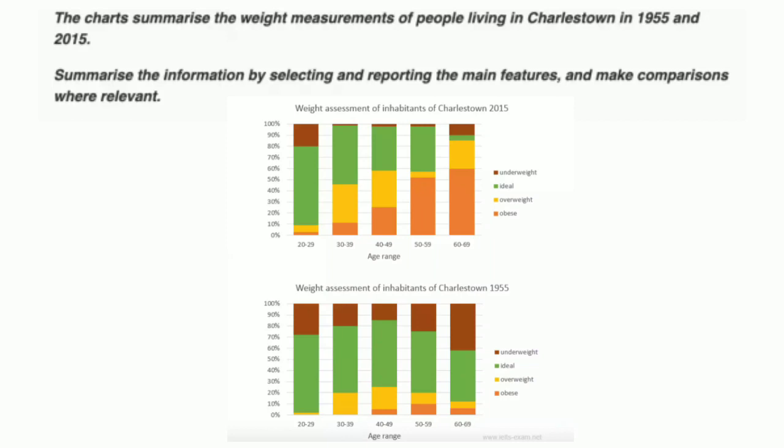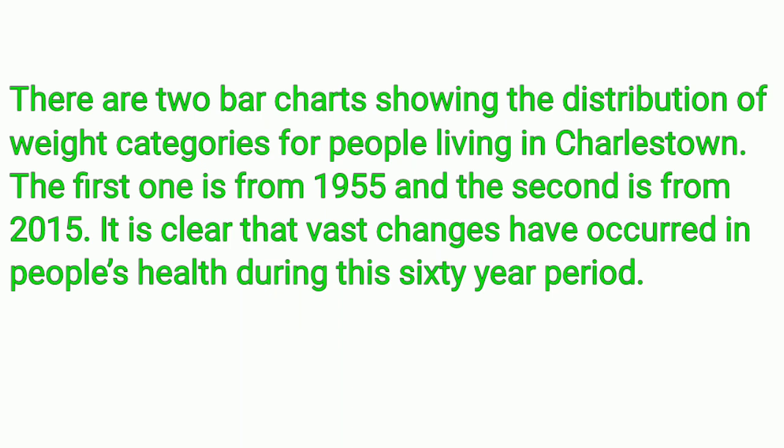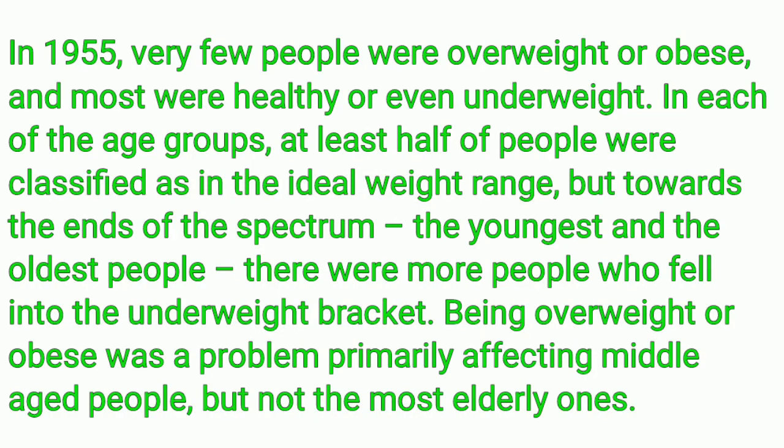So, starting our sample answer: there are two bar charts showing the distribution of weight categories for people living in Charlestown. The first one is from 1955 and the second is from 2015. It is clear that vast changes have occurred in people's health during the 60-year period. In 1955, very few people were overweight or obese, and most were healthy or even underweight. In each of the age groups, at least half of the people were classified in the ideal weight range.